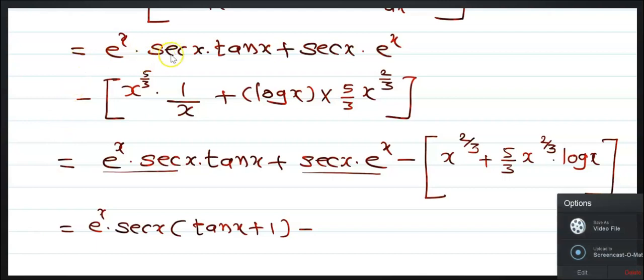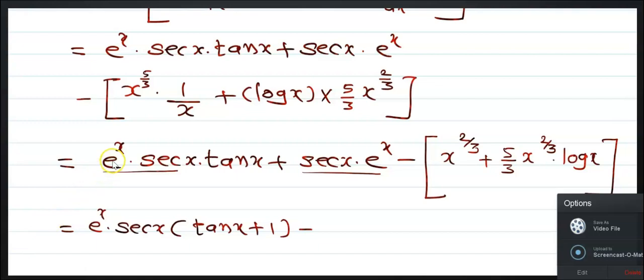E raised to x, derivative of sec x is sec x tan x plus sec x into e raised to x minus x raised to 5 by 3 log of x derivative 1 upon x plus log of x into derivative of x raised to 5 by 3 means what? 5 by 3 into x raised to 5 by 3 minus 1 means it is 2 by 3.